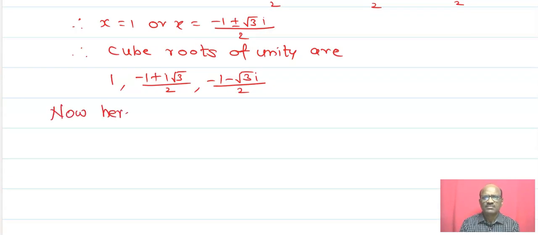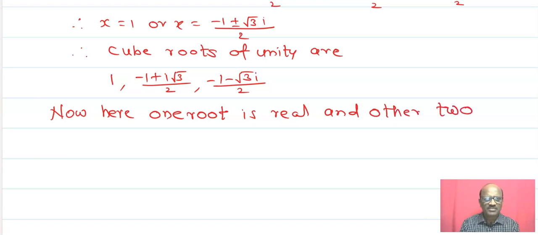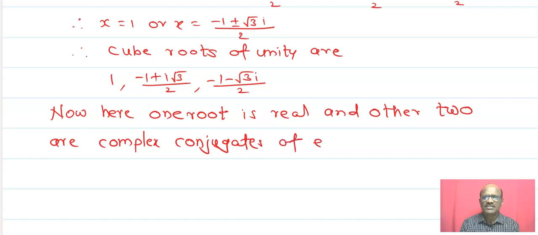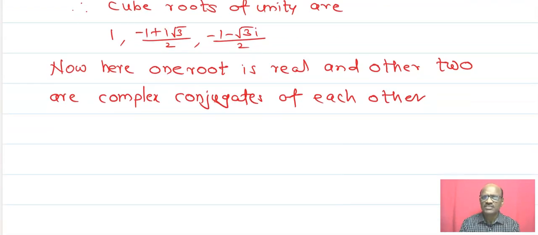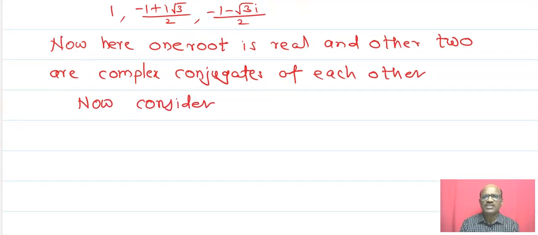Now here, one root is real and the other two roots are complex because they are multiplied with the imaginary number i. Now here, one root is real and the other two are again the complex conjugates of each other. That is, one is minus 1 plus i root 3 upon 2 and another is minus 1 minus root 3i upon 2.